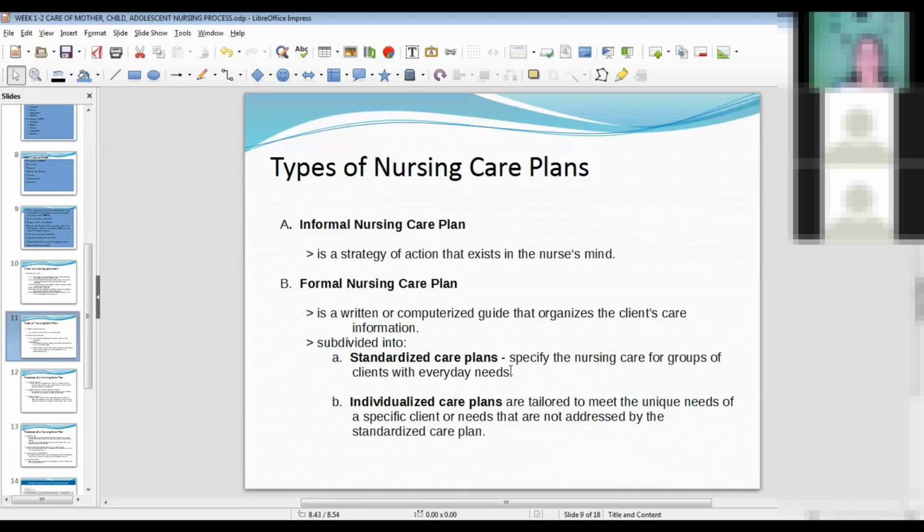But again, our focus is client-centered, so we will go to the second division of the formal nursing care plan, which is the individualized care plans. So these are tailored to meet the unique needs of a specific client or needs that are not addressed by the standardized care plan.